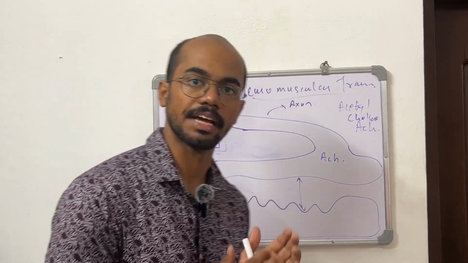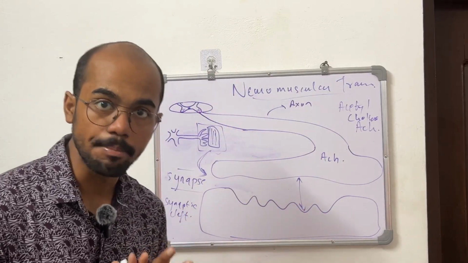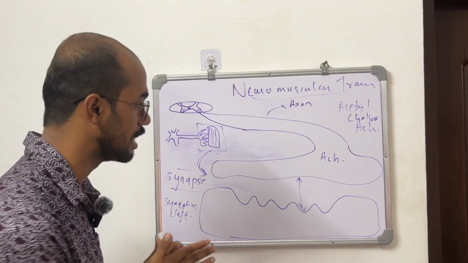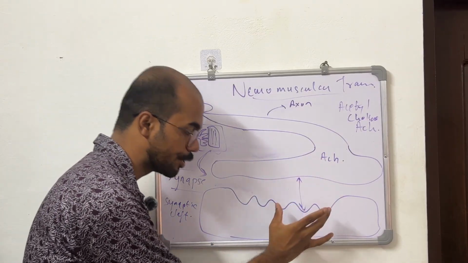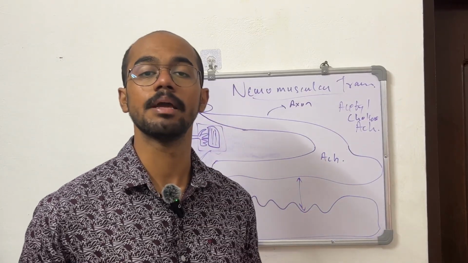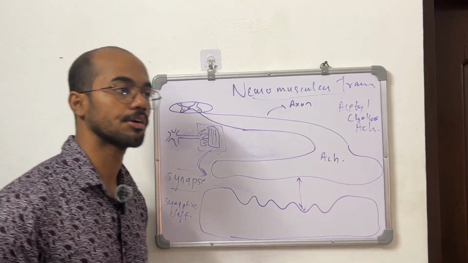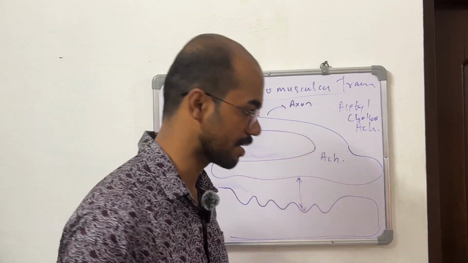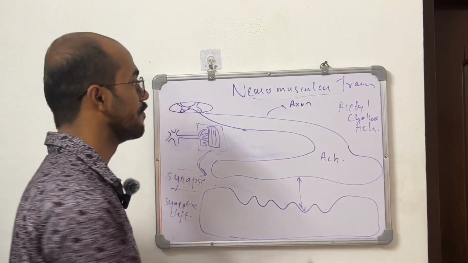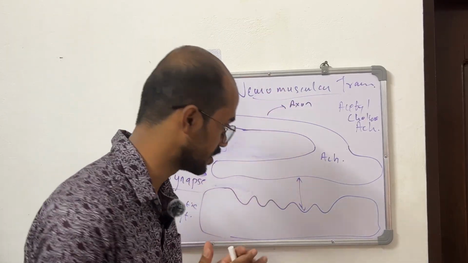So this is an example of a chemical synapse, because information is transferred from the neuronal end to the muscular end with the help of chemical messengers, and in this case it is acetylcholine. So if someone asks you what a chemical synapse is, you can answer it with the help of our neuromuscular transmission.